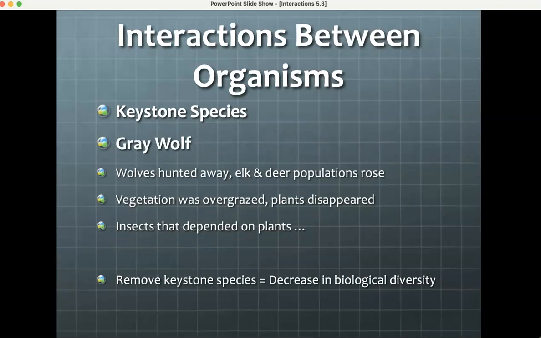So here's the example, gray wolf. The wolves were hunted away. We had open season on them. So the elk and deer population rose. Vegetation was overgrazed. Plants disappeared. The insects that also depended on the plants, the pollination, we just talked about that, they suffered a hit as well. Nobody was thinking about the insects a couple minutes ago, right? We were just thinking about the poor deer starving. But there's also a whole number of other organisms that thrive on that. So removal of a keystone species in the end affects the entire diversity of that ecosystem.